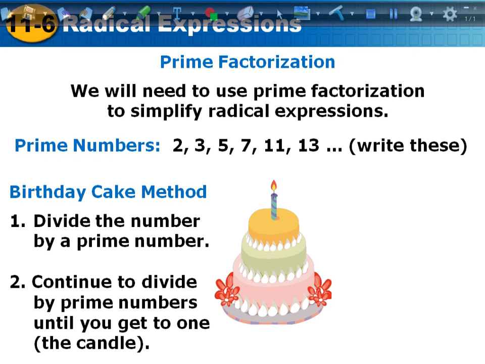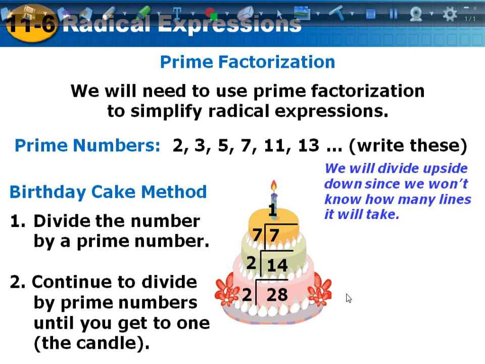The birthday cake method involves dividing the number by a prime number and continuing to divide by a prime until you get the 1, or the candle on the top of your birthday cake. So like here, I'm going to take 28, and I can use any of these prime numbers. I usually start with the smallest one, so if it's even, I start with 2. Now divide. 28 divided by 2 gives me 14. 14 can again be divided by 2, and I get 7. 7 divided by 7, there's the 1, or the candle on my birthday cake. The 1 tells me that I can stop and I'm finished. So 28 is made up of 2 times 2 times 7. Those are the prime numbers that it's made up of.